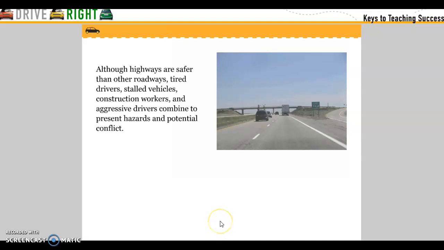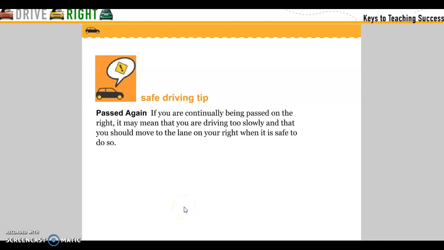Although highways are safer than any other roadway, tired drivers, stalled vehicles, construction workers, and aggressive drivers combine to present hazards and potential conflicts. Passing again. If you are constantly being passed on the right, it means that you are driving too slow and that you should move to the lane on your right when it is safe to do so.